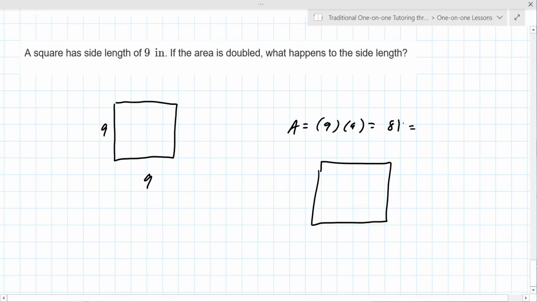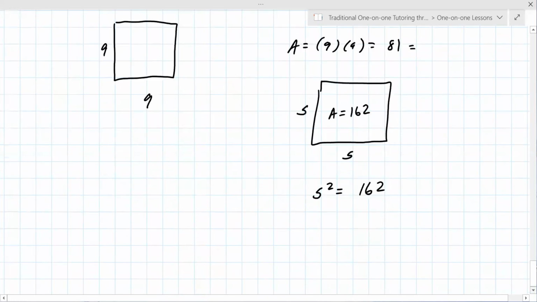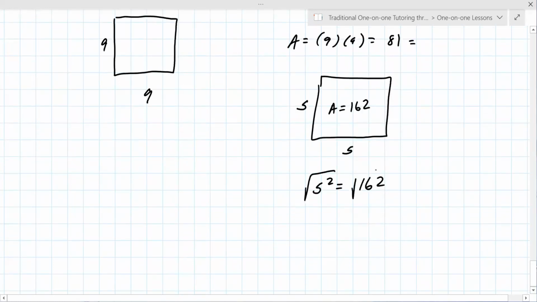No. Oh, the area is doubled, not the side. It didn't say the side lengths were doubled. So that's 162. Okay, so here's the side, here's the side. So side squared equals 162. And you take the square root of that.